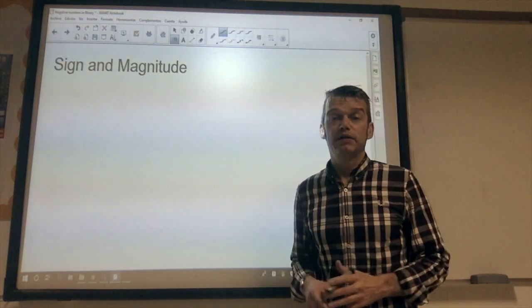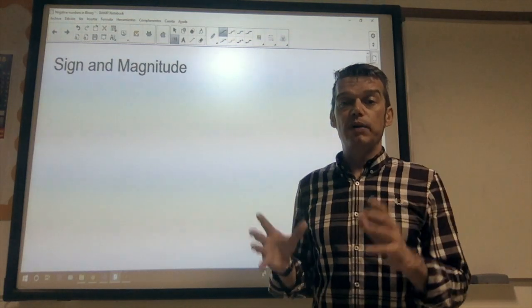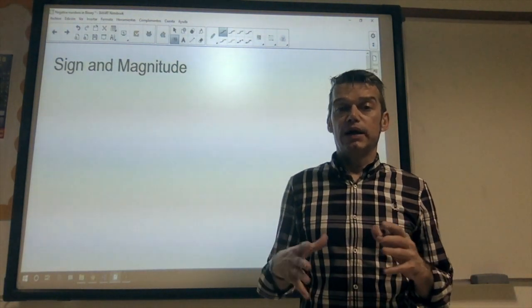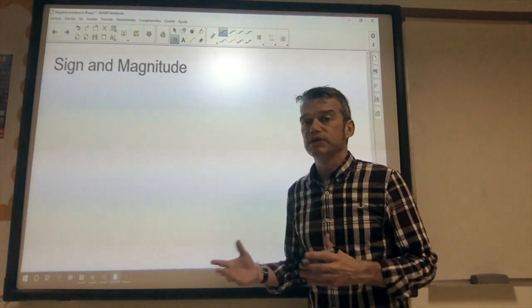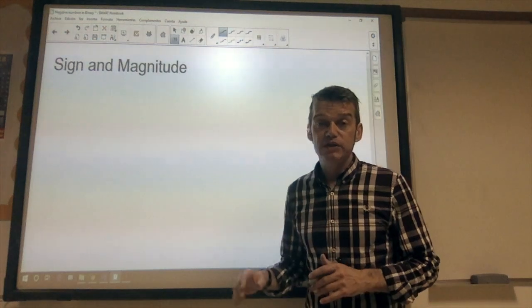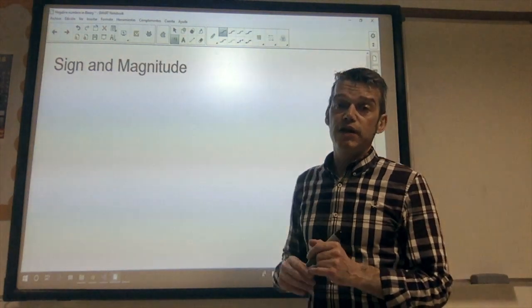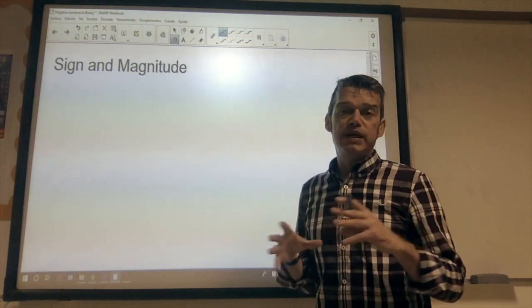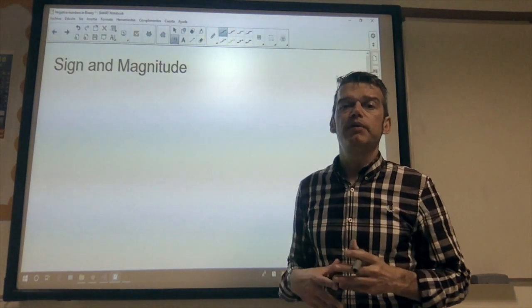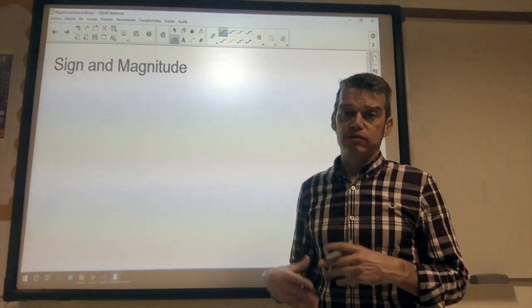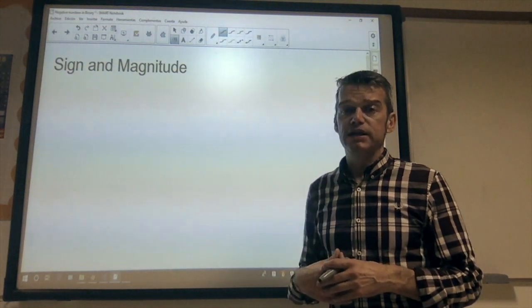The idea behind sign and magnitude is we take a bit that will represent the positive or the negative symbol, indicating whether or not the number we're dealing with is positive or negative. Most commonly that would be the most significant bit, the bit to the left-hand side of our number, and we would normally use 0 to represent the plus sign, a positive number, or 1 to represent the negative sign, a negative number.